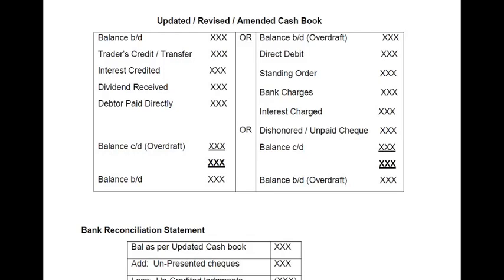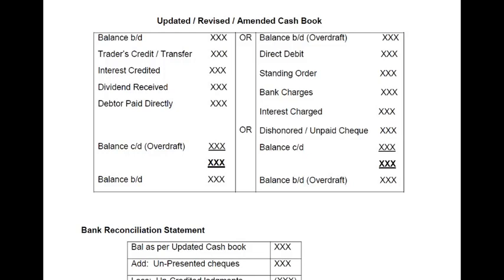For the bank, it is a liability because this is my money that is kept in the bank, and the bank is obliged to return the money to me whenever I ask for it. So my bank balance is an asset for me. I'll show it as a debit balance, and the bank will display it as a credit balance because it is a liability for the bank.